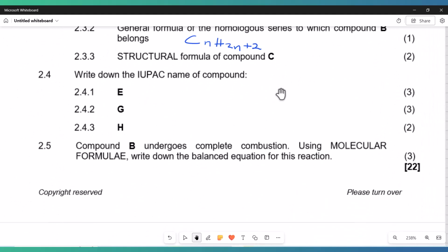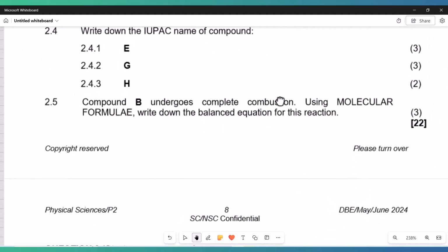Compound B undergoes complete combustion. Being 7 carbon, you're going to say it is C7. What is 7 times 2 again? 14 plus 2, 16, so C7H16. Then plus oxygen to give us carbon dioxide, then plus water or plus steam.